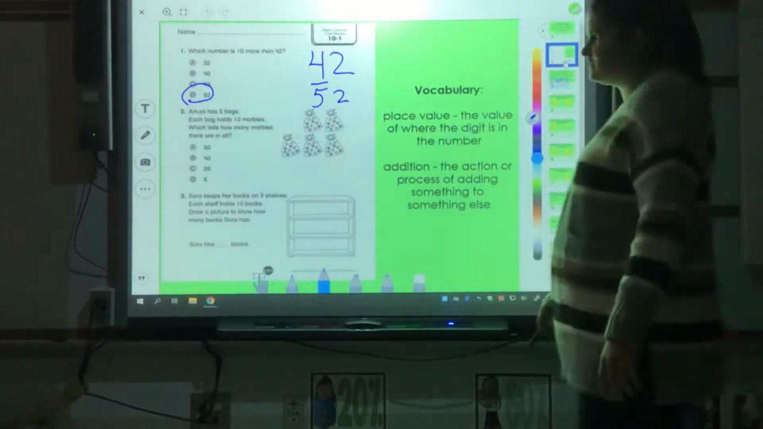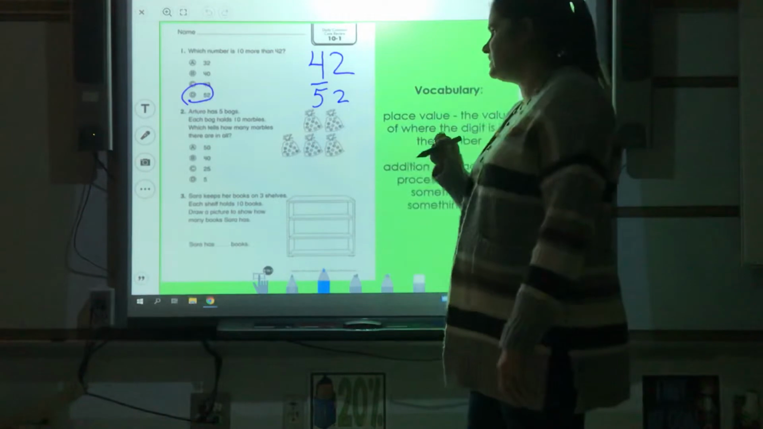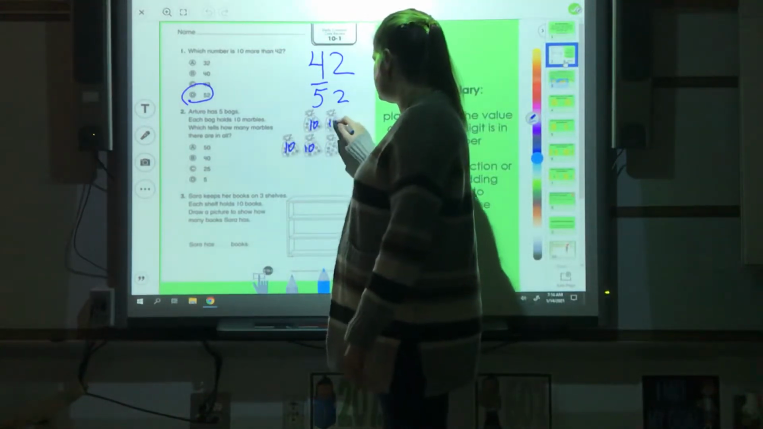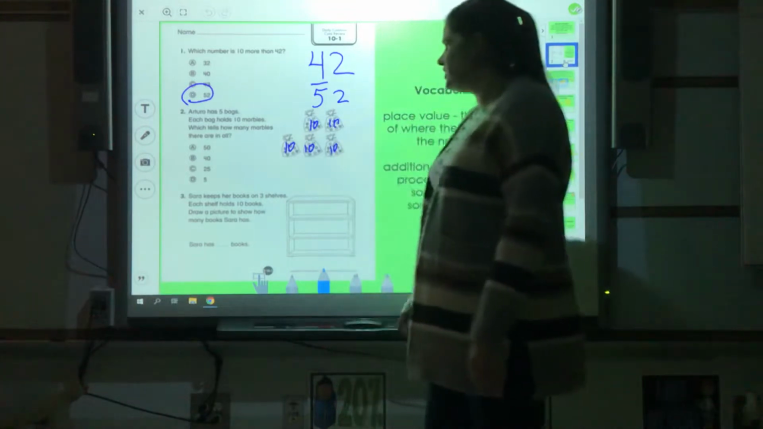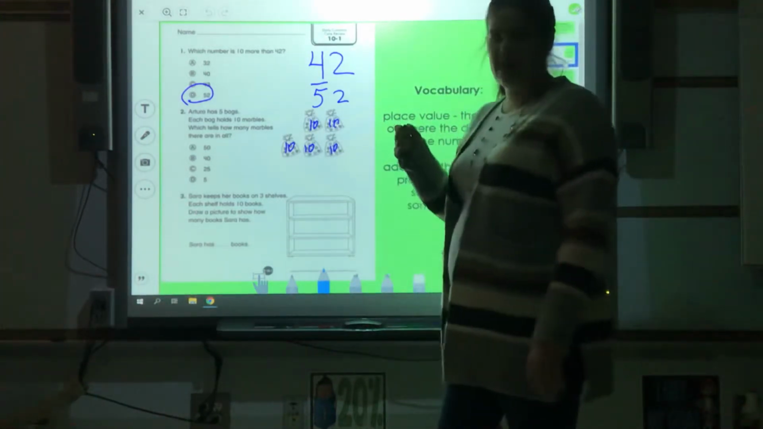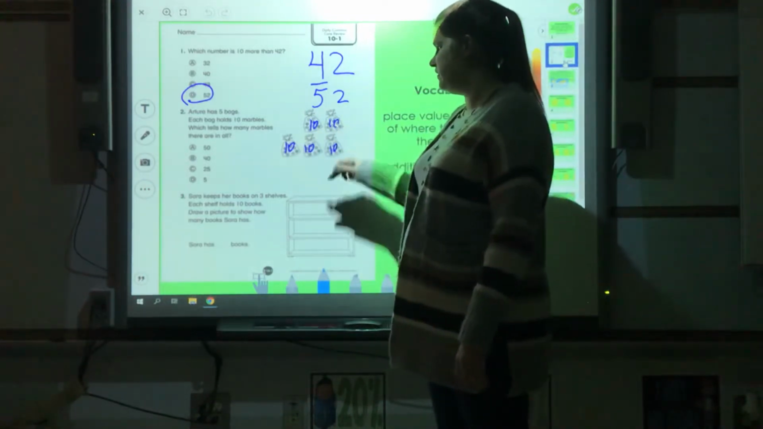Our 2 row has 5 bags. 1, 2, 3, 4, 5. Each bag holds 10 marbles. 10, 10, 10, 10, and 10. Which tells how many marbles there are in all. So in order to figure it out, I would need to count my bags by tens. 10, 20, 30, 40, 50.